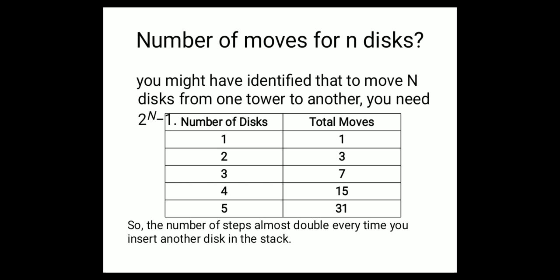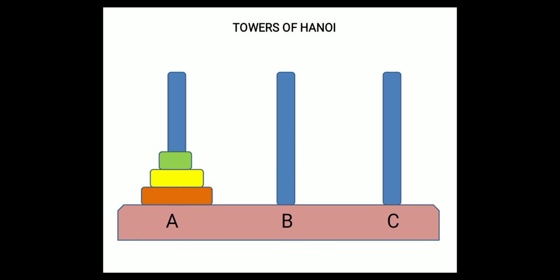If there are two discs, then you need a total of 3 moves. If there are 3 discs, you need 7 moves. With 4 discs, you need 15 moves, and for 5, you need 31 moves. You can observe that with one disk added, the total number of moves is doubling. The number of steps almost doubles every time you insert another disk in the stack. So the time complexity of Towers of Hanoi is exponential. Now we'll see how this puzzle works.